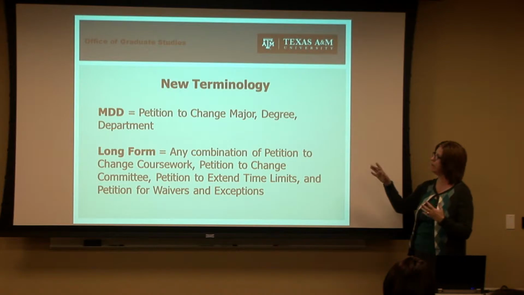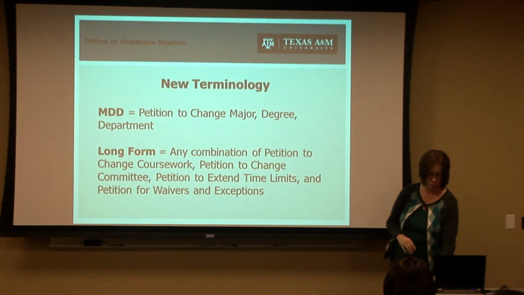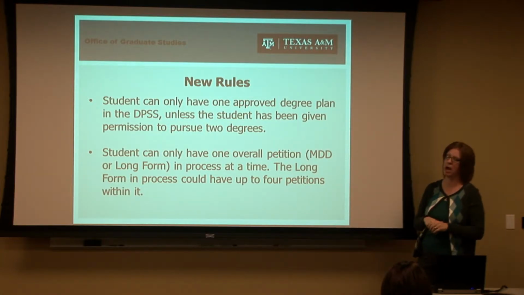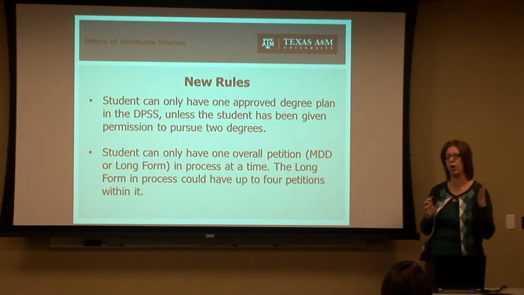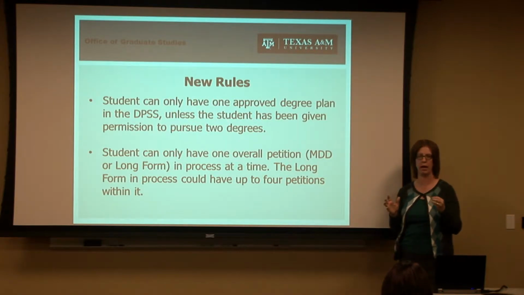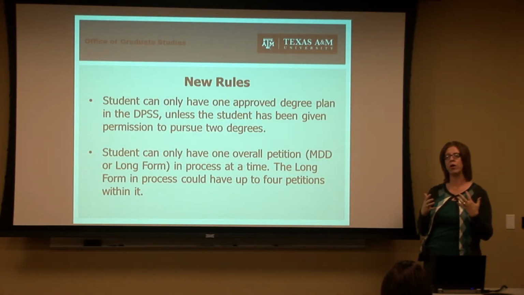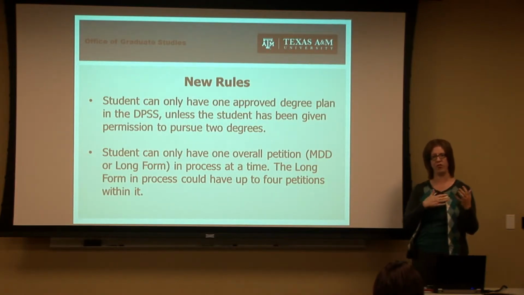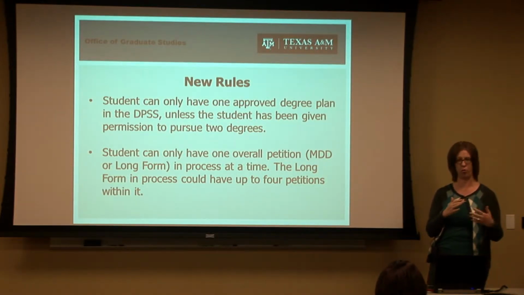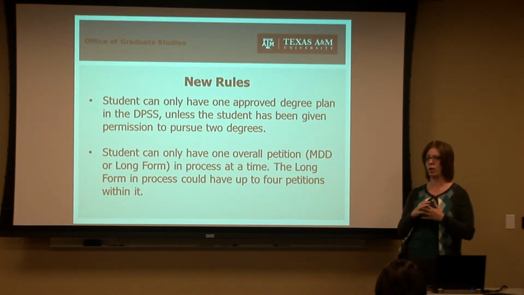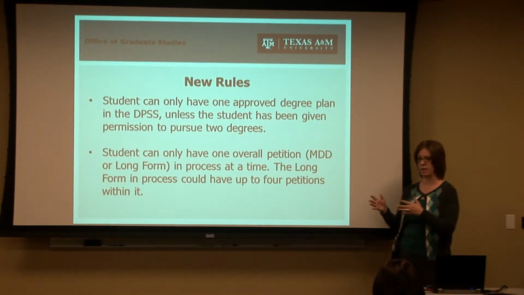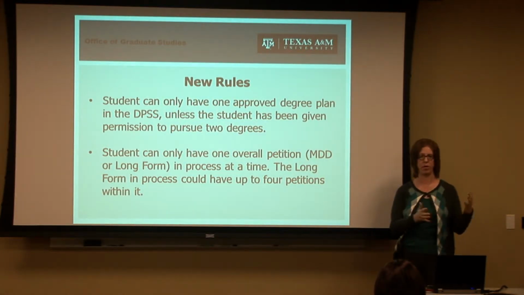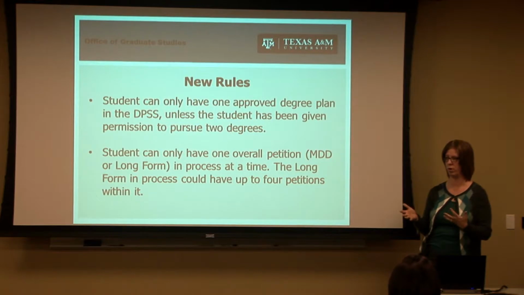Now, what this means with the rules is that because the student is only going to be able to have one overall petition in queue at any time, they are no longer going to be able to make a change to their major, degree, or department and then change their degree plan by a coursework petition and a committee petition. They're going to need to submit the MDD, and then we will delete the existing degree plan, and then they're going to need to submit a whole new degree plan.